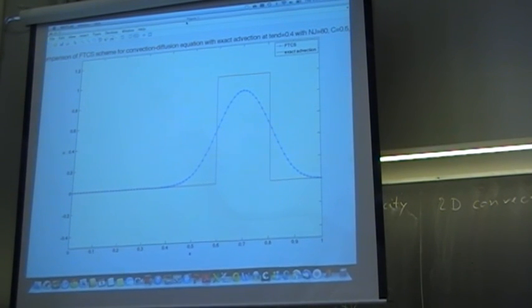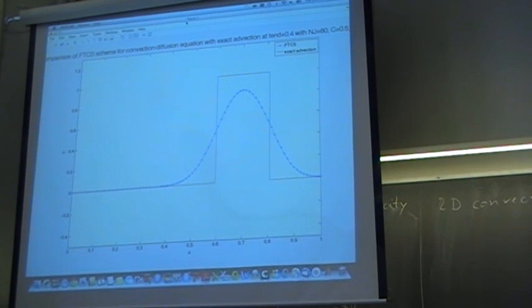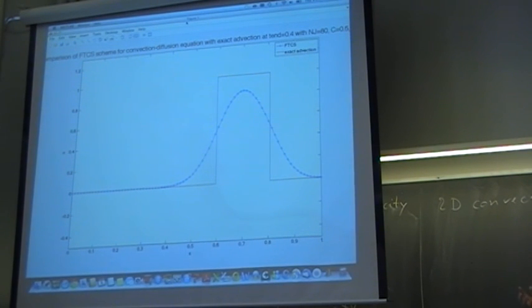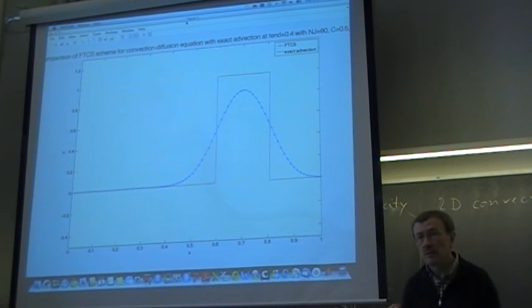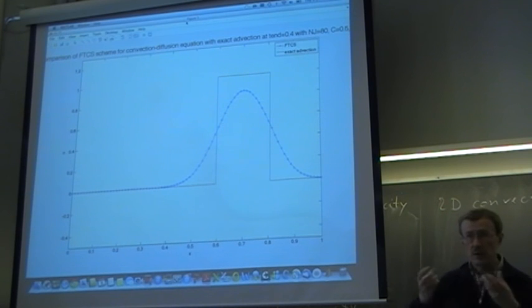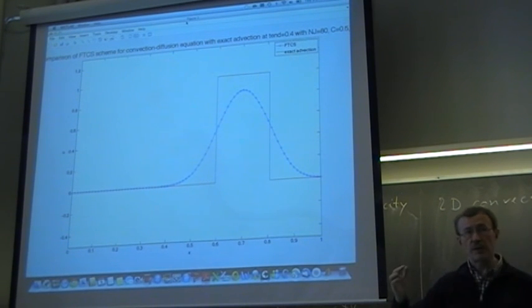So the point with convection diffusion is that you have both physical mechanisms present: advection, transport, and diffusion, a smoothing effect.